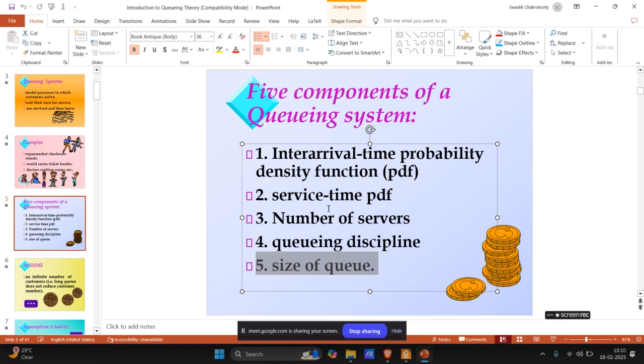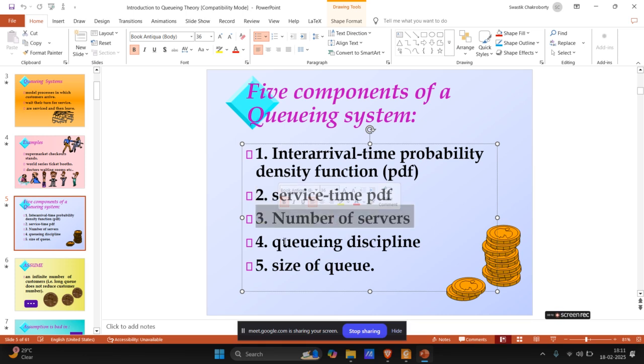This is basically the PDF that gives at what rate the packets come. So the inter-arrival time probability distribution tells us whether in the next 10 minutes 10 packets will come, or in the next 10 minutes 50 packets will come. That will depend on the inter-arrival time probability density function. Next is the service time PDF. What is the time taken by the system to serve the individual packets. That is the service time, given by the service time probability density function.